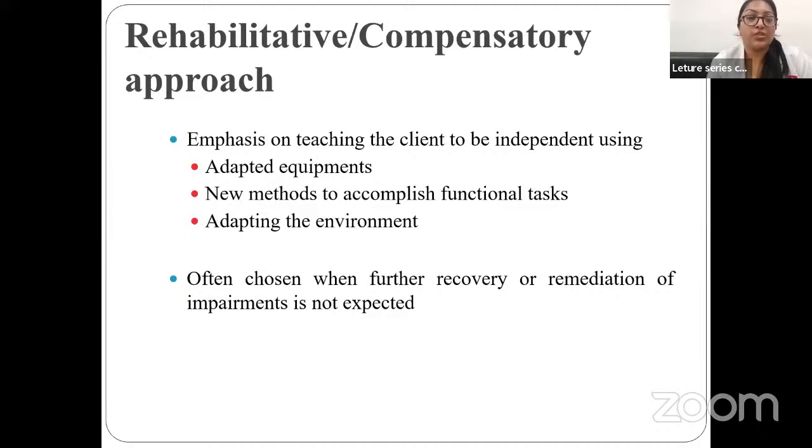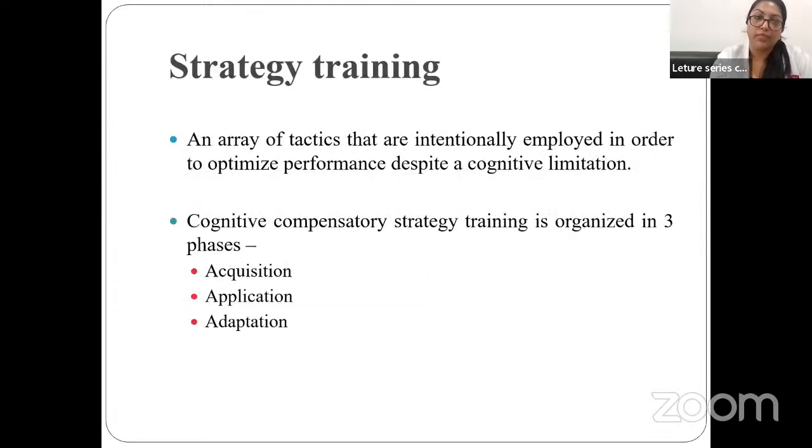This approach is often chosen when further recovery or remediation of the impairment is not expected. Next is strategy training. Strategy training involves different cognitive strategies where an array of tactics are intentionally employed to optimize the performance despite a cognitive limitation.